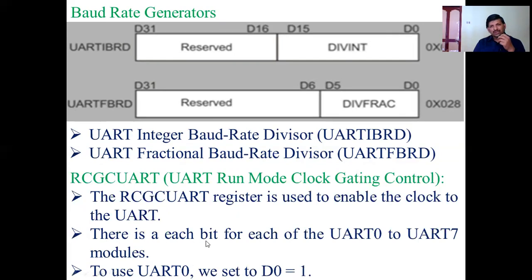Next, there is each bit for each of the UART modules, UART 0 to UART 7. Total 8 modules are there. Each bit is for the corresponding UART module. If you are using UART 0, then D0 is 1. The corresponding bit will be 1 whenever you are using the corresponding module. Like that, we are providing the clock signal to the UART module.